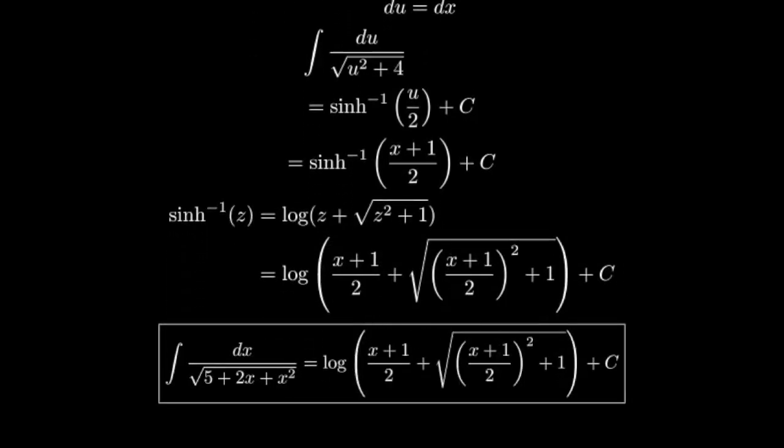The inverse hyperbolic sine of z equals the natural log of z plus the square root of z squared plus 1. Therefore, our final answer is the natural log of quantity x plus 1 over 2 plus the square root of quantity x plus 1 over 2 squared plus 1 plus c. And that completes our solution.